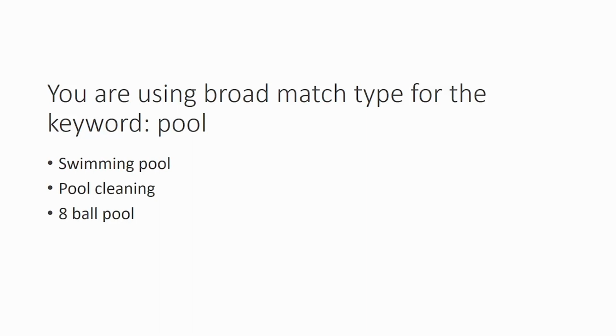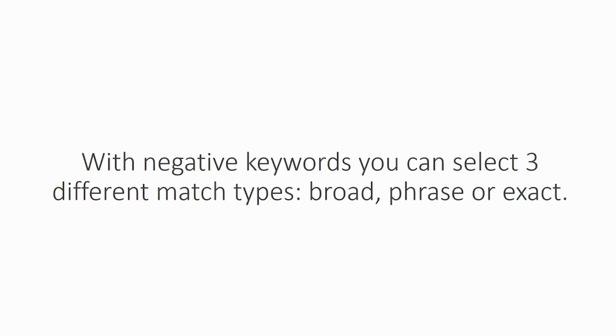Now, 8-ball pool is another name for billiard, and we do not want to target these users, so then you would have to add 8-ball pool as a negative word so that it would be excluded from your ad campaign. And this is an example why you need to use negative keywords. With negative keywords, there are also 3 different match types: broad, phrase, and exact. These work differently than the keyword match types we covered earlier.